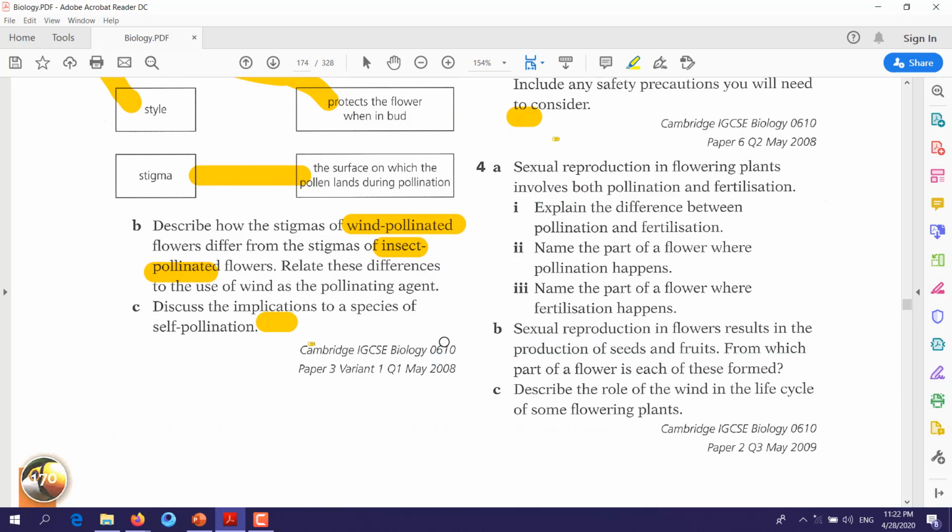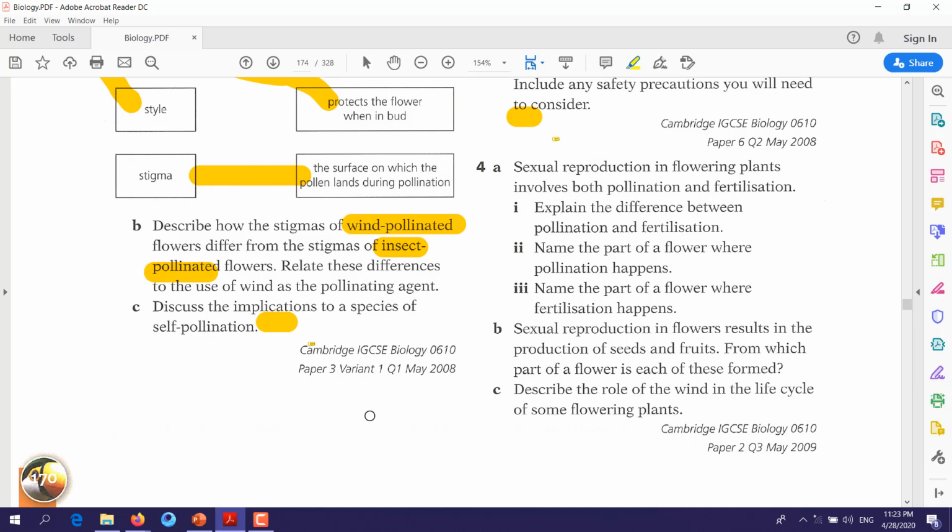Question number 4. A. Sexual reproduction in flowering plants involves both pollination and fertilization. I. Explain the difference between pollination and fertilization. The difference between them is, in pollination, the pollen is transferred from the anther to the stigma, while in fertilization, the nuclei of pollen fuse with the nuclei of the ovum in the ovary.